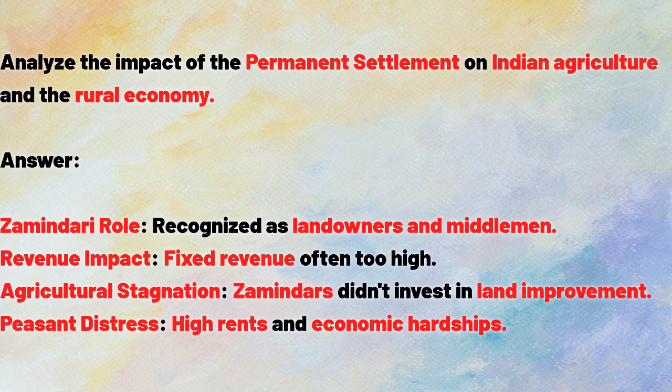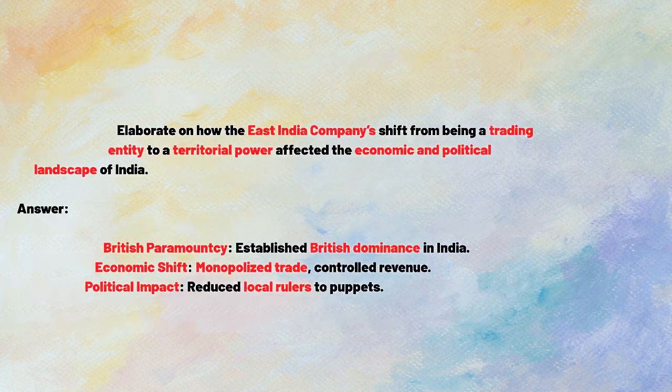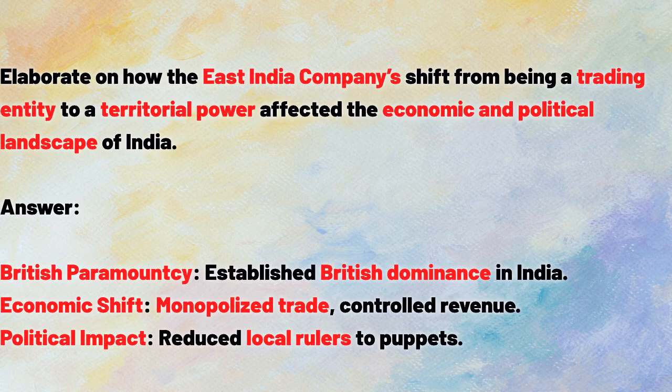Answer: zamindari role, recognized as landowners and middlemen. Revenue impact: fixed revenue often too high, agricultural stagnation, zamindars didn't invest in land improvement, peasant distress, high rents and economic hardships. Elaborate on how the East India Company's shift from being a trading entity to a territorial power affected the economic and political landscape of India.